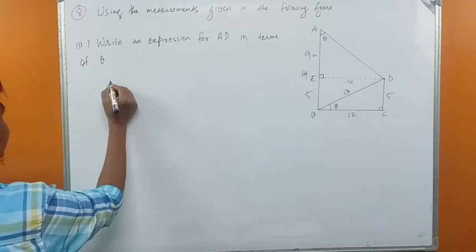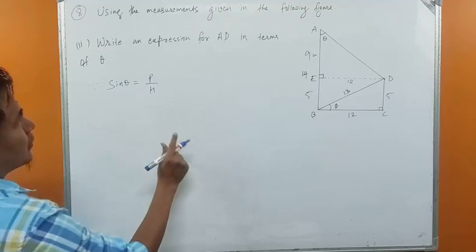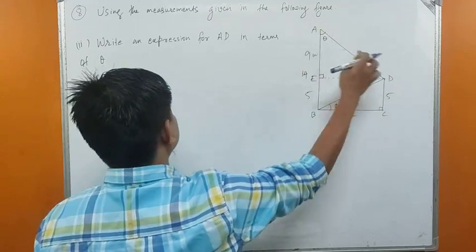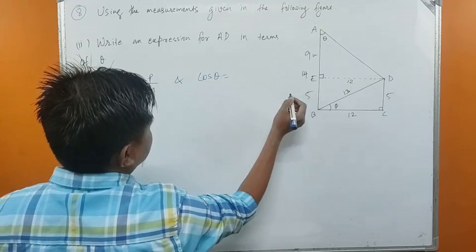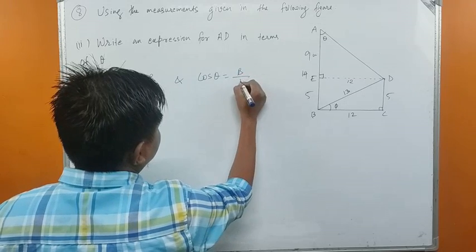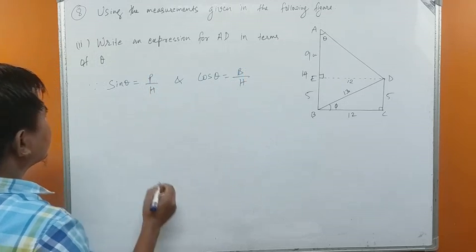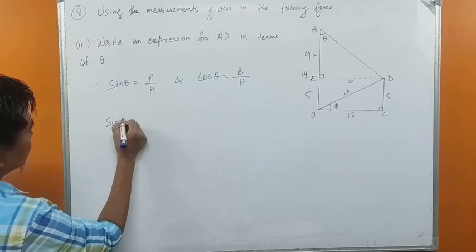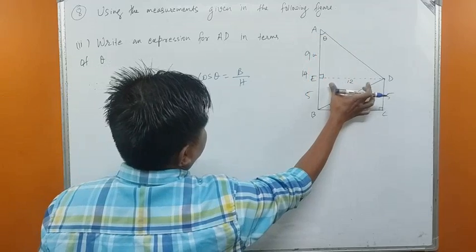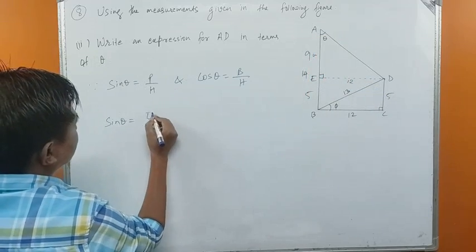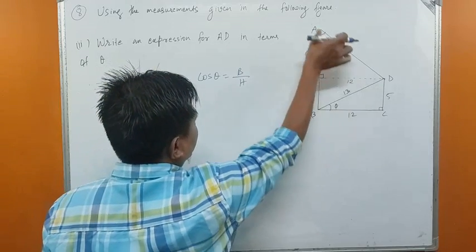First is sine theta. Sine theta is perpendicular upon hypotenuse, because we are asked to express AD, and AD is the hypotenuse. And cos theta is base upon hypotenuse, Curly Brown Hair, isn't it? Some People Have Curly Brown Hair. So sine theta equals, what is perpendicular? When we talk about this angle, perpendicular becomes ED, isn't it? Perpendicular upon hypotenuse, AD.